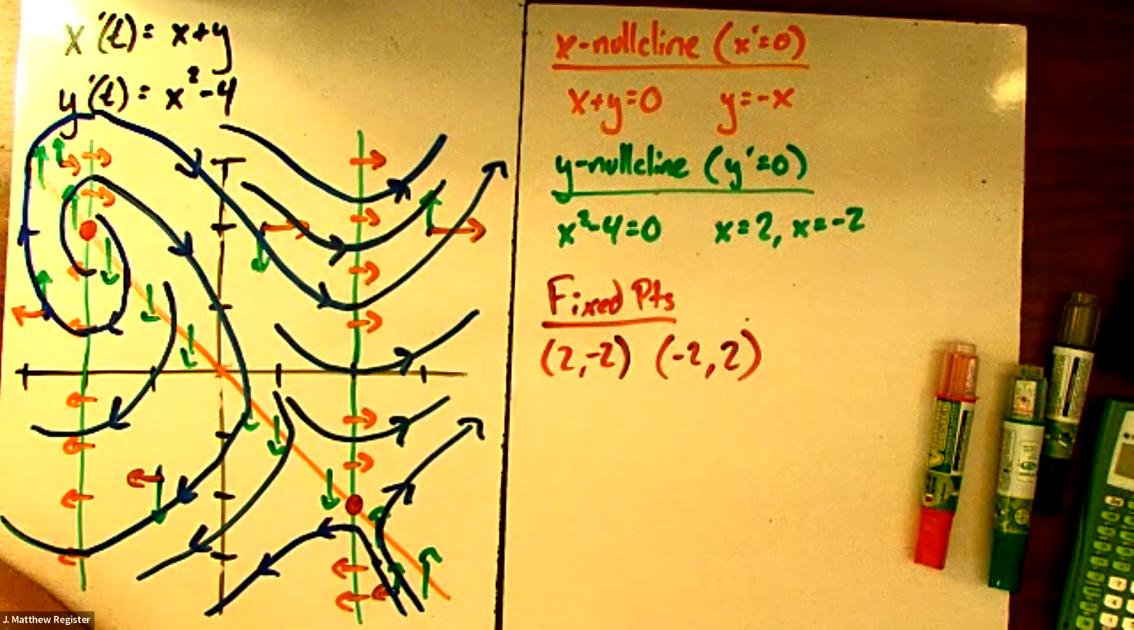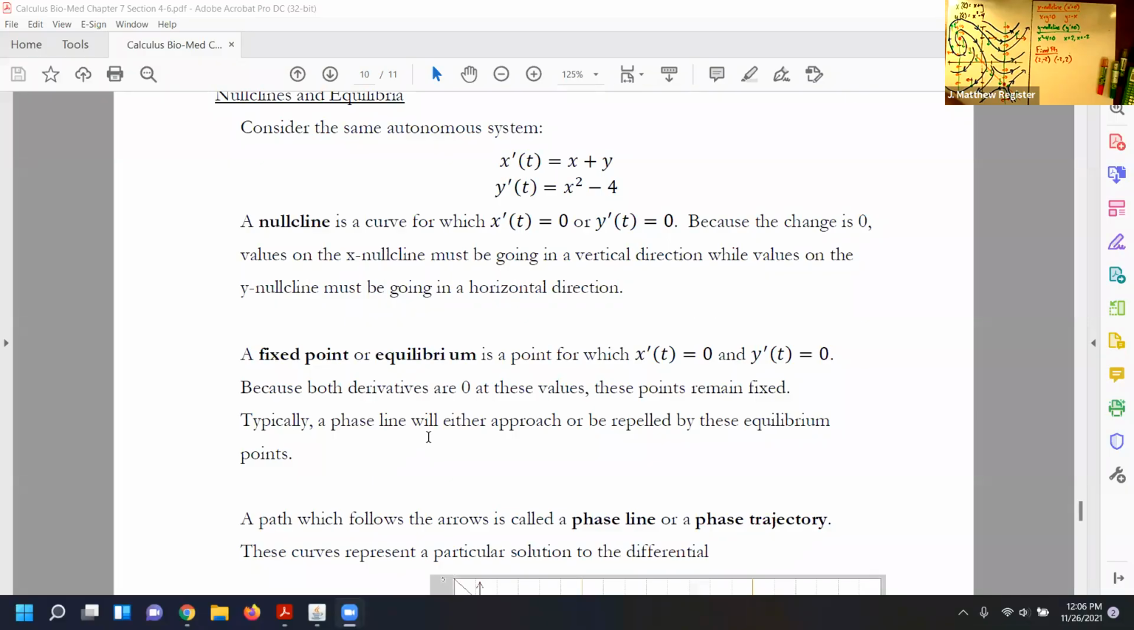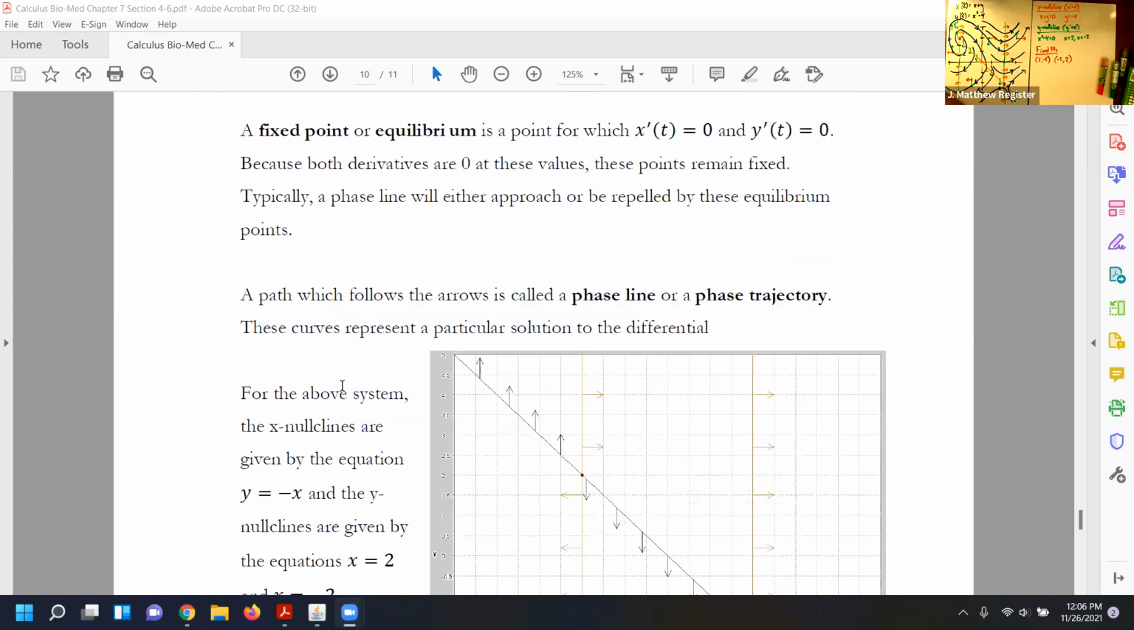And if we want, again, we can use d-field or p-plane to graph what that looks like. But that's the general idea behind phase lines and how we can use the null lines and fixed points to figure out what these things look like.